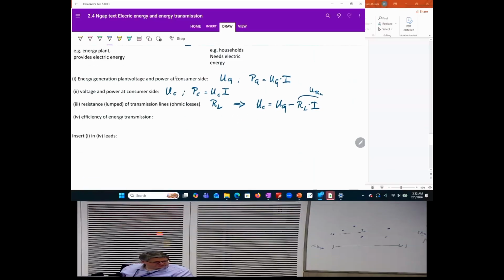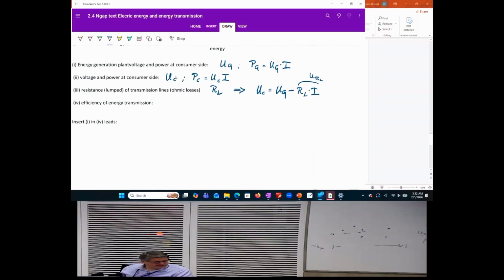And now the question is, how good is our energy transmission, the efficiency of the energy or of the power? We want to compare the power that is available to the consumer versus what is provided by the generator. And this here is eta, Greek letter eta. It's like an N, but it has this going down at the end. And so we insert now here.